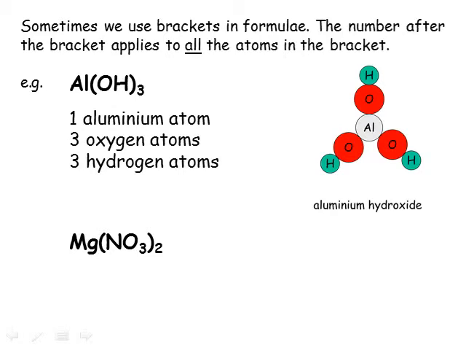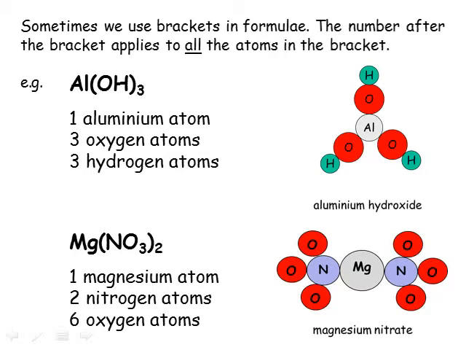In the same way, the formula Mg(NO3)2 means 1 magnesium atom and 2 lots of 1 nitrogen atom and 3 oxygen atoms, so 2 nitrogen atoms and 6 oxygen atoms in total. This is the formula for magnesium nitrate.